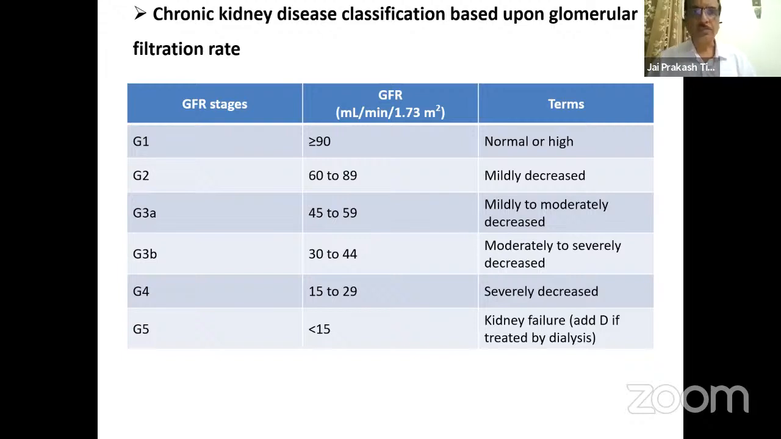Now, as we know, osteoporosis is common in chronic kidney disease, and the management depends on the stages of the chronic kidney disease, and these stages depend on the GFR. Stage 1 is GFR more than 90 ml per minute per 1.73 meter square body surface area, and stage 5 is less than 15 ml per minute per 1.73 meter square body surface area, or a patient on dialysis. That is the end stage renal disease. And depending on the stage, management of osteoporosis differs.